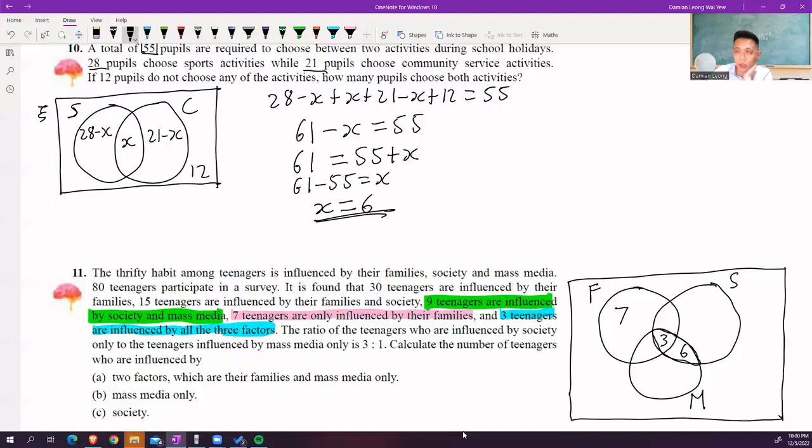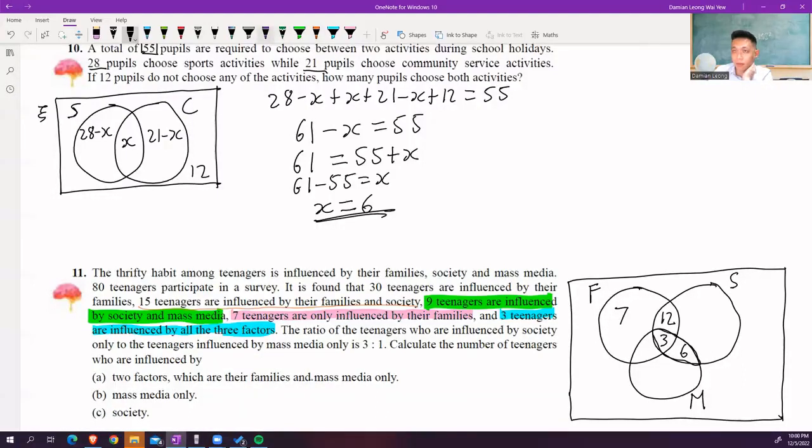15 teenagers influenced by family and society. Intersect between F and S, 15. Here is 3, means there should be 12 here. 12 plus 3, 15. Yeah.